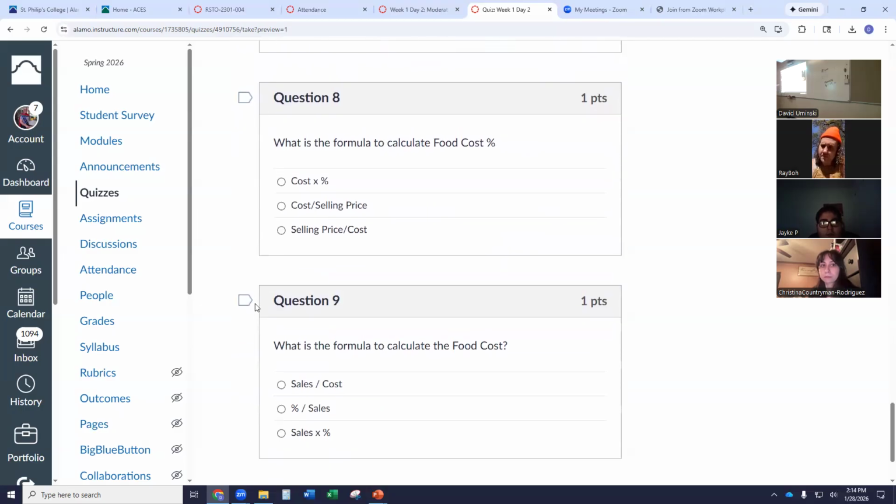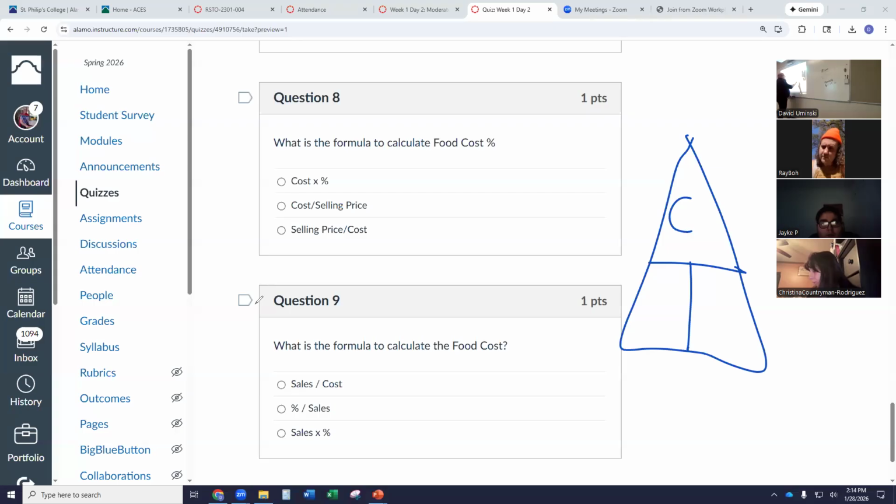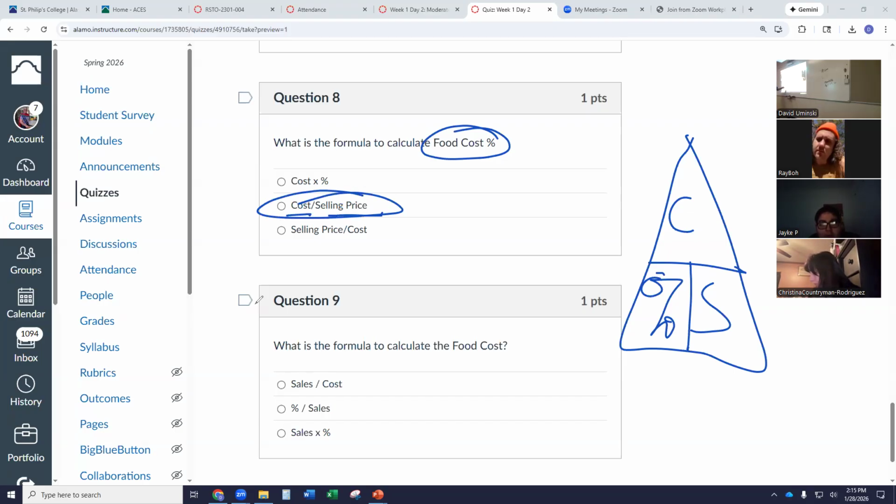So remember, when we're doing the formula, we're going to cover up what we're looking for. What is the formula to calculate the food cost percentage? We cover that up. And what's left over? Cost divided by the selling price. And then the formula for the food cost, we cover that up. And what's left over? Percent times the sales.